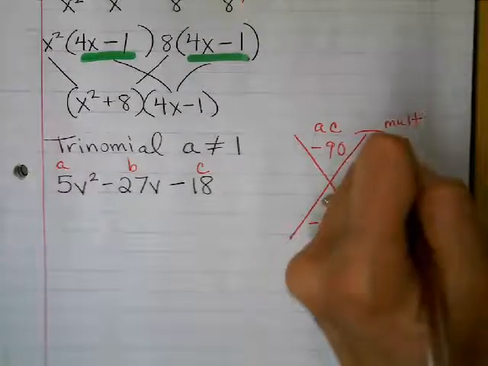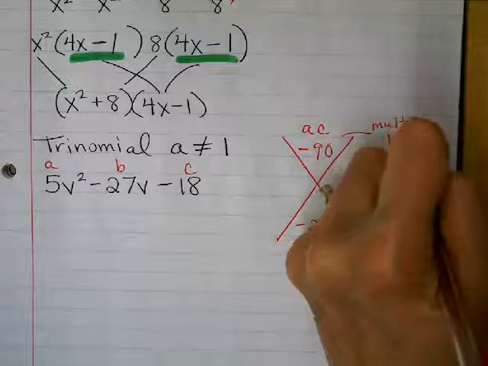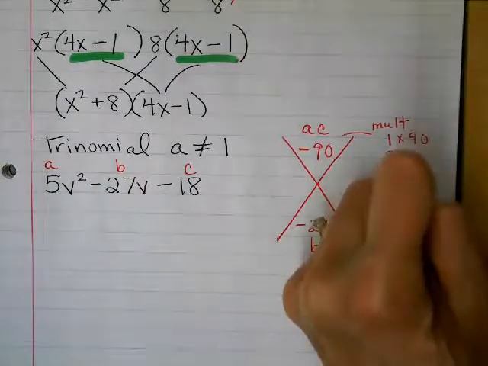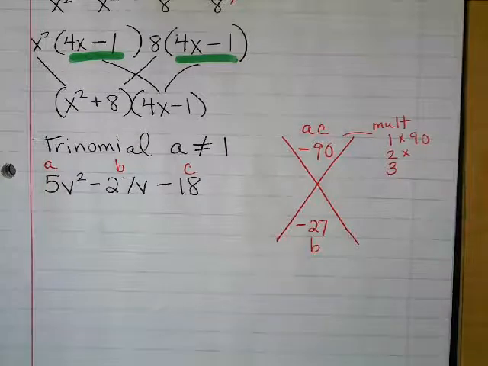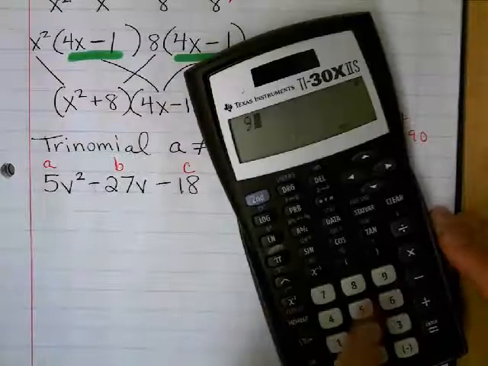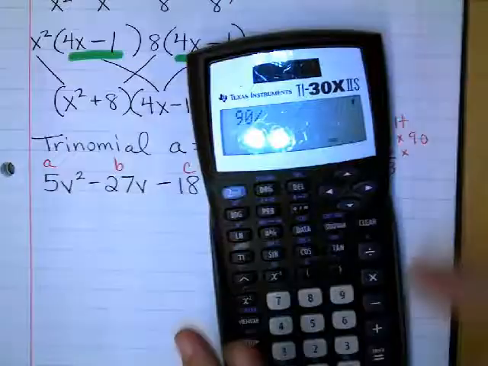I mean, there's a lot of numbers that multiply to make 90. It could be 1 times 90. It could be 2 times something or 3 times something. So I suggest you grab a calculator and take the big number 90 and just try to divide it by 2 or divide it by 3 and try to figure out what's going to work.